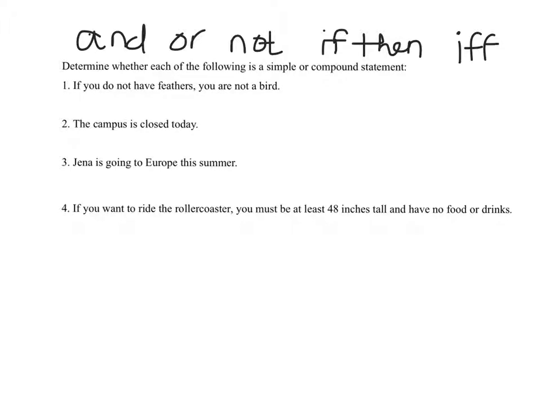So let's look at number one. Number one says, if you do not have feathers, you are not a bird. Well, that one has if and then. Well, it doesn't have then, but the then is implied. But it also has the word not. So if you do not have feathers, then you are not a bird. This is a compound statement, so I think this is compound.